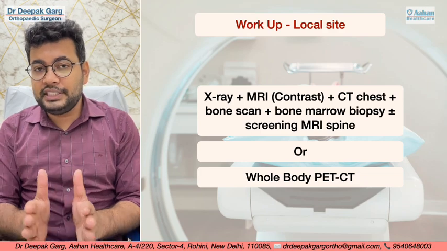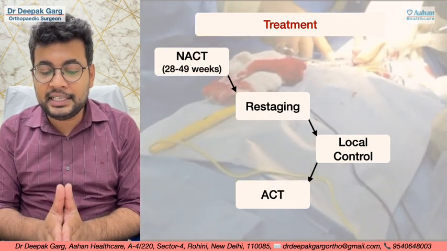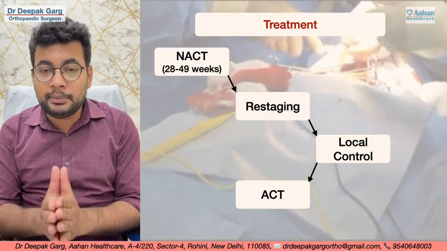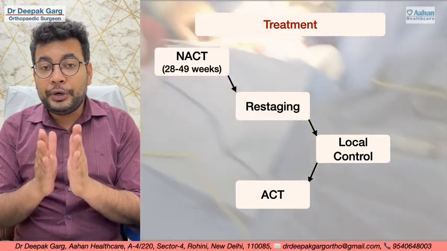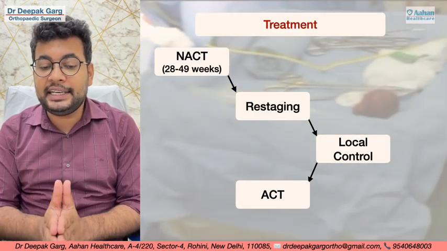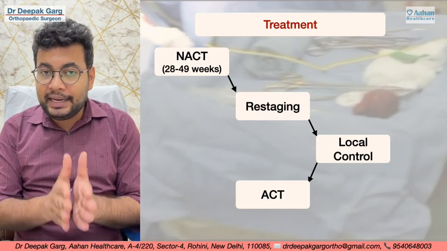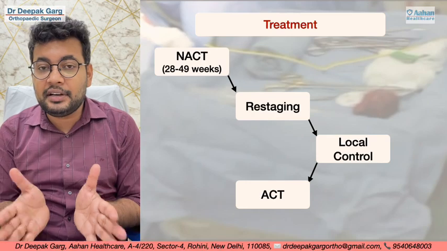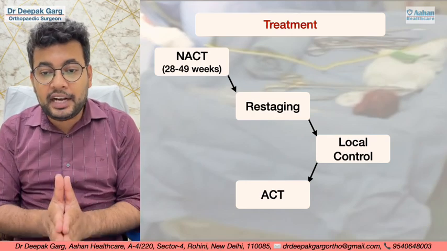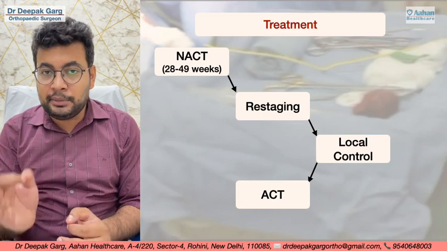Now if the disease is confirmed, whether or not it is known metastatic disease at presentation, the treatment is NACT, neoadjuvant chemotherapy, which is given for 28 to 49 weeks. There are various protocols for NACT. Usually we follow VAC-IE. After the NACT we will do the restaging again with the local site and the distant metastatic site workup. Then we will do the local control, and then we will give adjuvant chemotherapy.